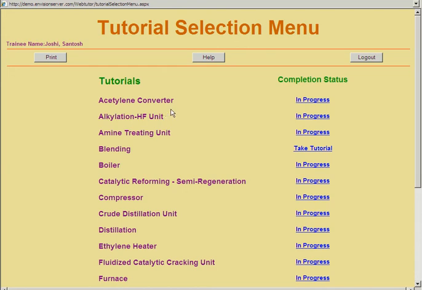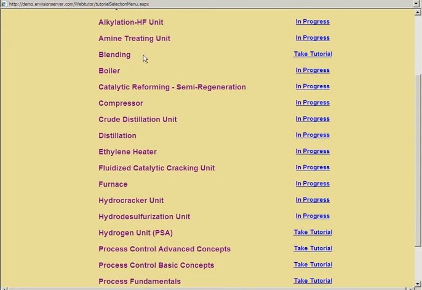We have acetylene converter for ethylene unit, alkylation unit for refinery, amine treating unit used for gas processing as well as refining units. Blending is gasoline and fuel oil blending used in refinery. Boiler teaches fundamentals of a drum type boiler. Catalytic reformer semi-regeneration, we're in the process of completing CCR. Then we have a compressor with lube oil and seal oil system. We have crude distillation unit. We use distillation using depropane as an example to teach distillation. Ethylene heater, this is for an ethylene unit.